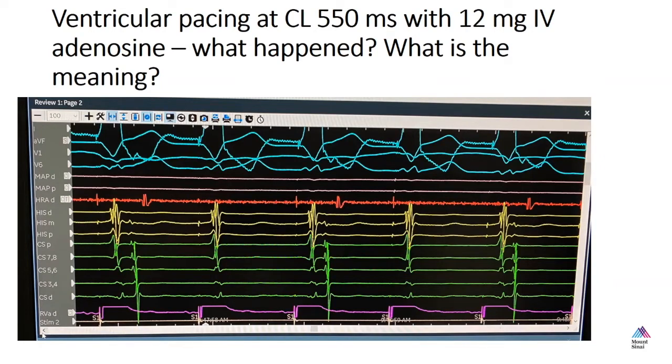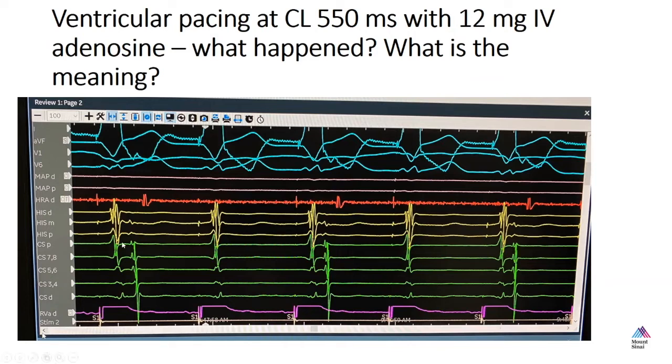So this patient has a history of SVT, and we're V-pacing at 550, and we give 12 milligrams of adenosine, presumably causing block in the AV node. So what happens? What do we see here, and what's the implication of this? So in the first beat, there's VA conduction.